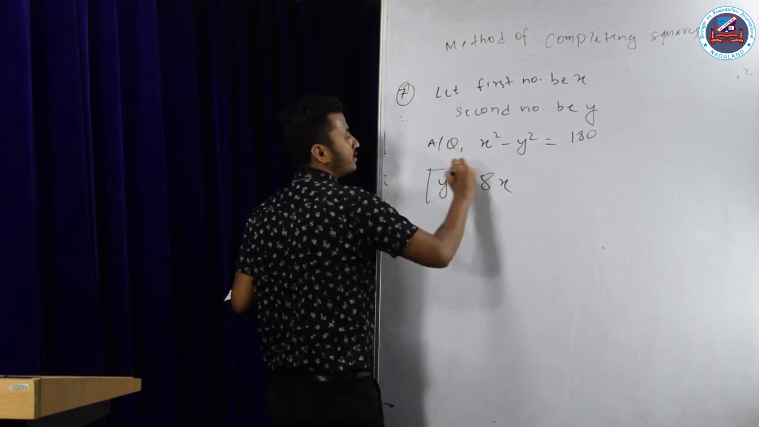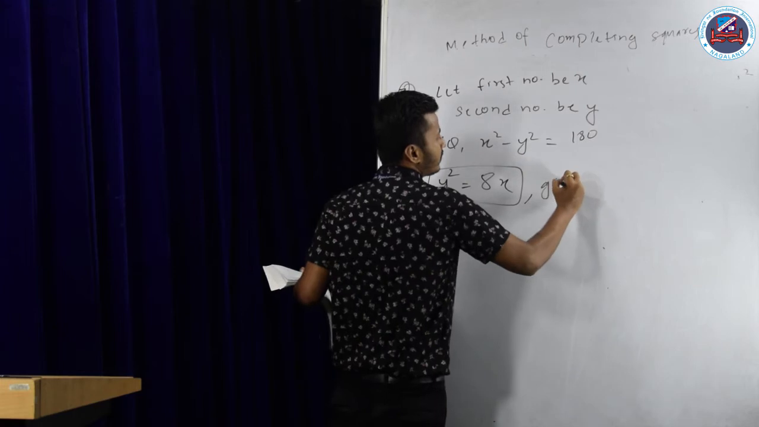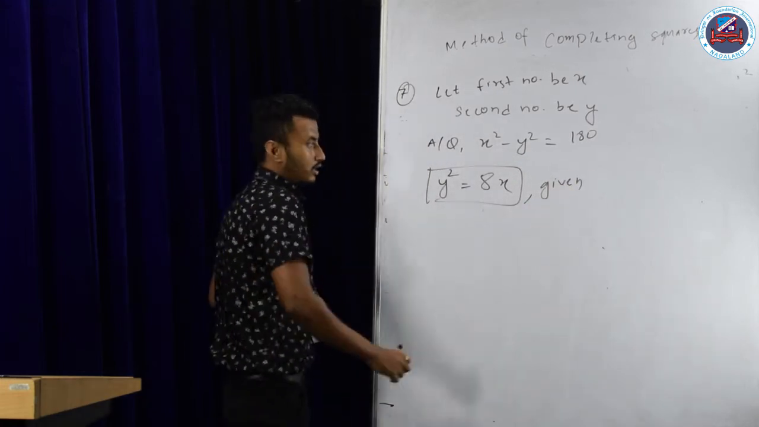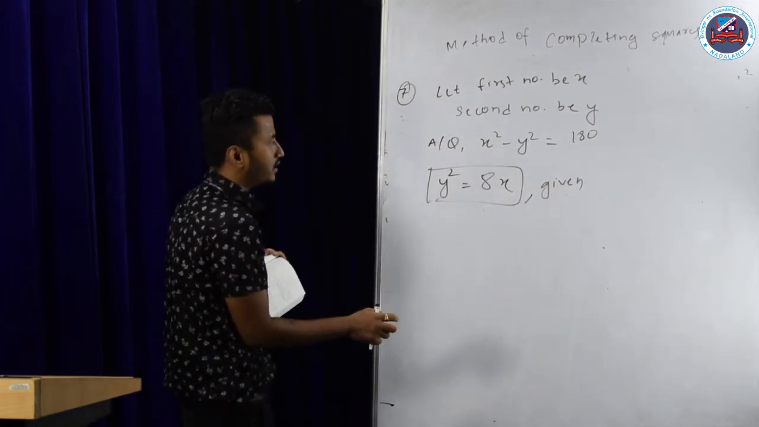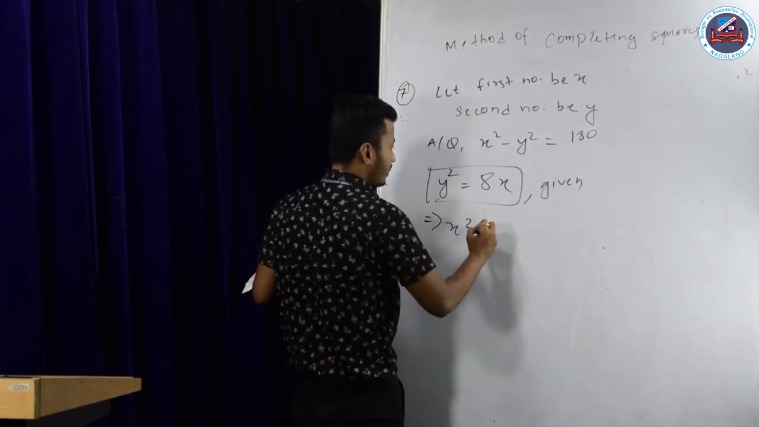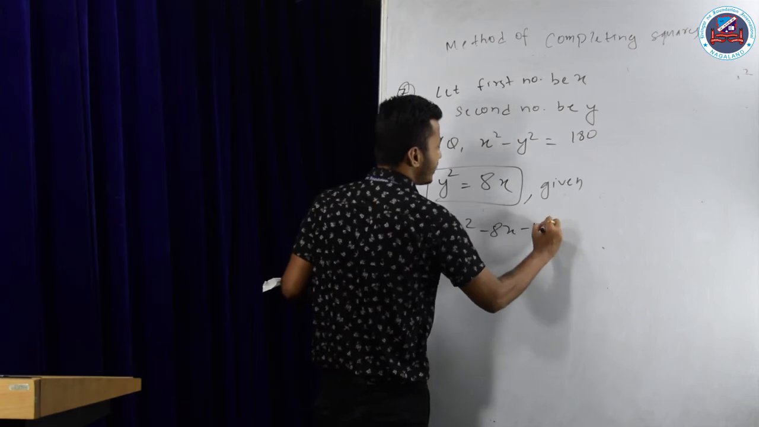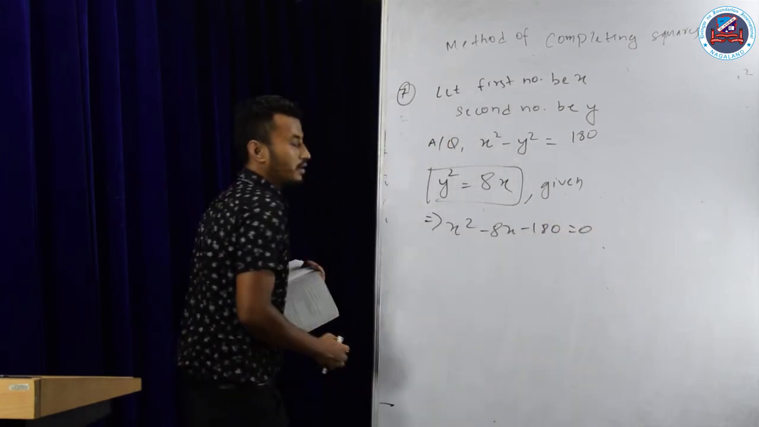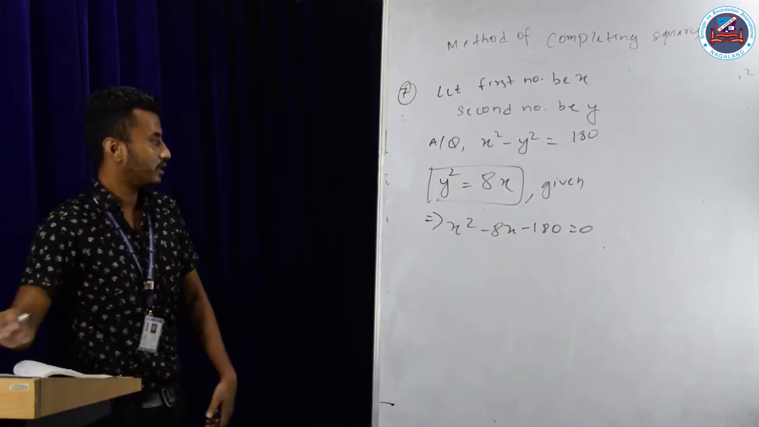Can I write it like this, guys? This is given in the question. The square of the smaller number is 8 times the larger number. So what am I going to do now? Directly substitute this value in here. x square minus 8x minus 180 equals 0. Is it okay, guys?